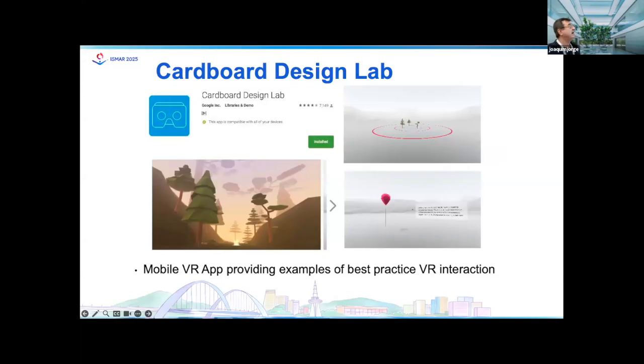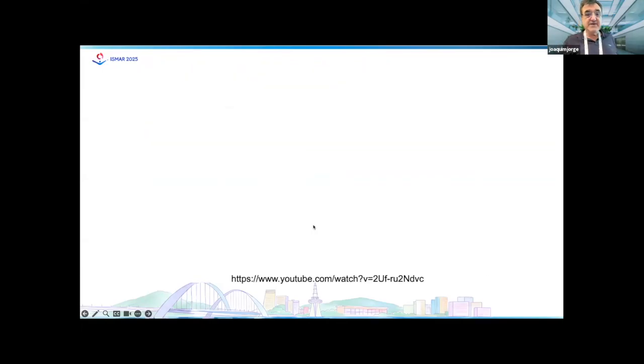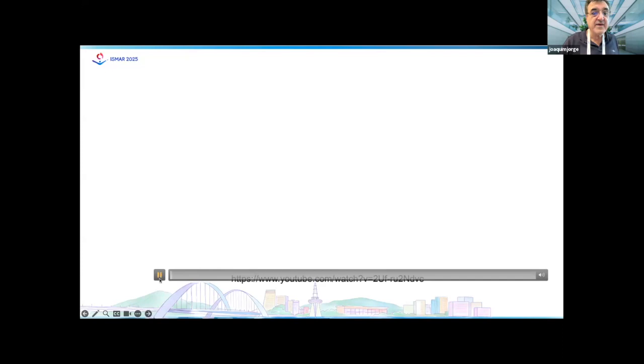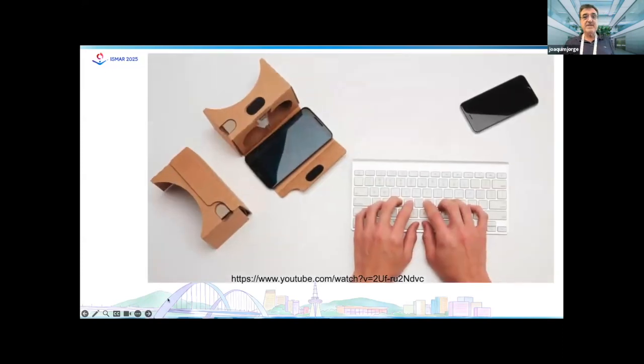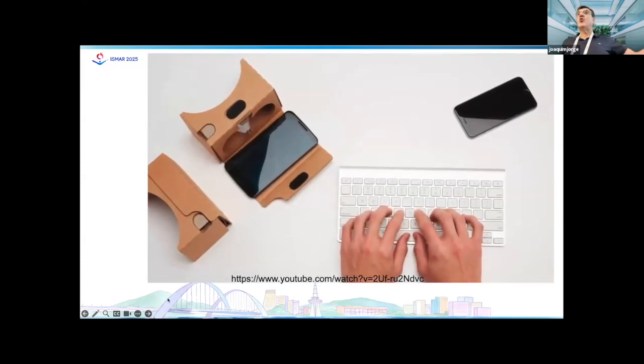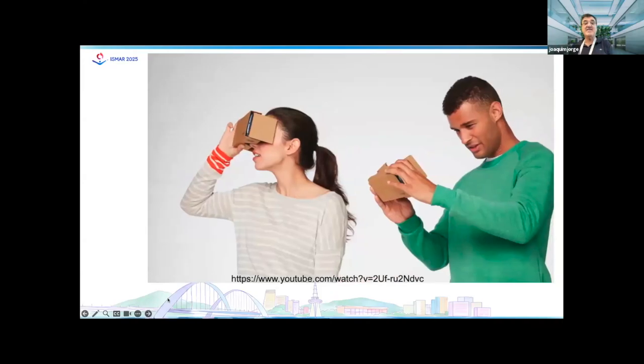And examples from the Cardboard Design Lab, where you have a mobile VR app that provides examples of best practices. And this should play. Yes. Virtual reality. Cardboard is a bit old, but the ideas are good.